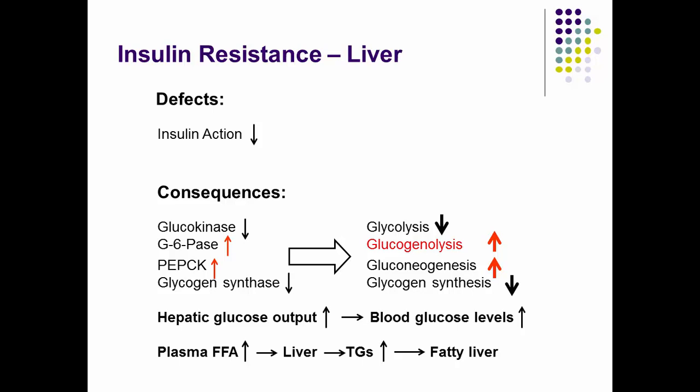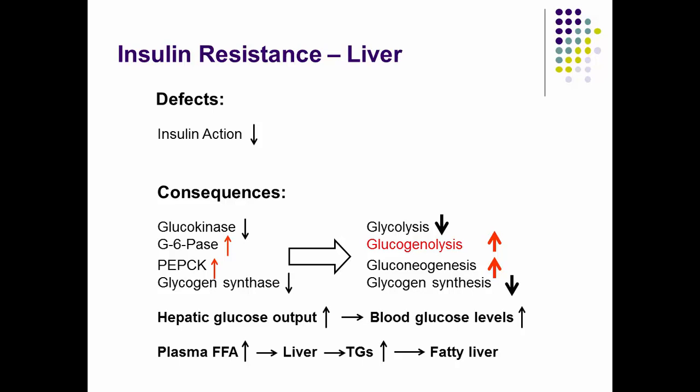So what is the consequence of all these changes? You have decreased glycolysis. That means you have decreased uptake of glucose that then gets oxidized, right? Because this is the first enzyme that metabolizes glucose. And the glycogen breakdown pathway is increased, and glycogen synthesis pathway decreases, and the gluconeogenesis pathway increases.